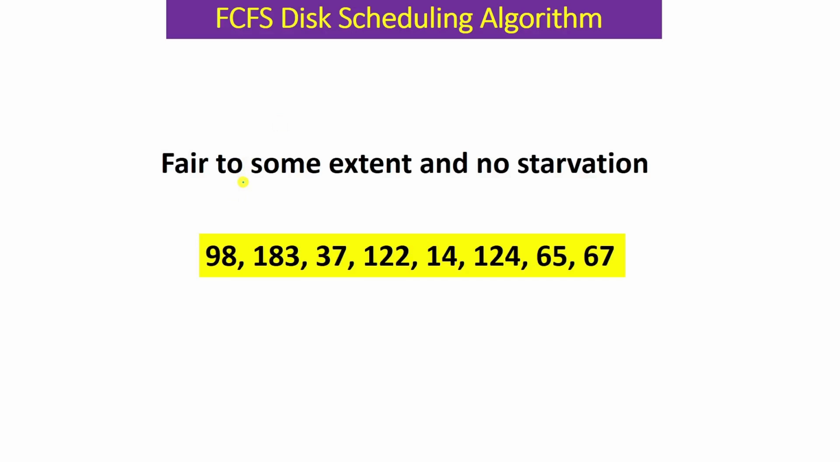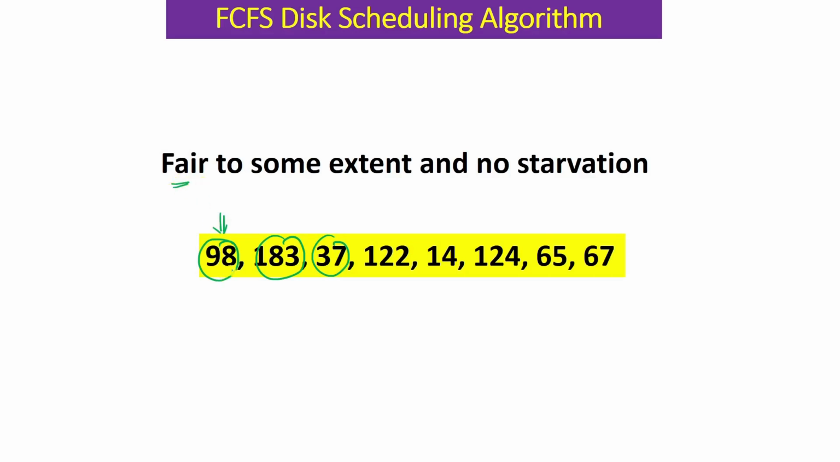Before ending this video, I want to tell you that this FCFS scheduling algorithm is fair. Why? Because in the order in which the requests are coming inside your request queue, the algorithm picks the requests in the same manner: first 98, then 183, then 37, and so on. There is no biasing. We are not giving priority to anyone. Whichever request comes first inside the request queue will be picked first. So this is fair in that sense.